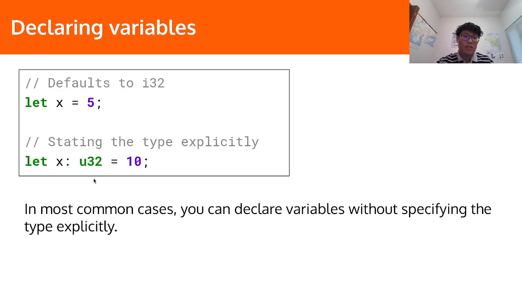And usually in Rust, if we have equals 5, you don't actually have to explicitly specify the type. It will default to i32, which is a signed integer of 32 bits. But when you want to use a different type, for example, here I'm using u32, which is an unsigned 32-bit integer, then you have to explicitly state the type yourself. So this is the overall syntax for declaring a variable in Rust.